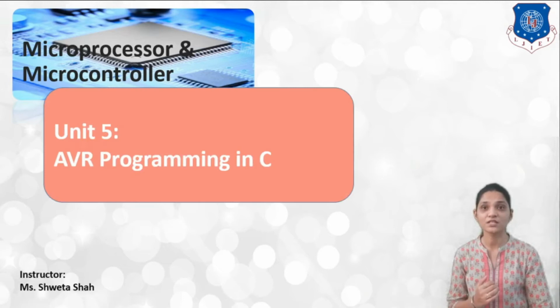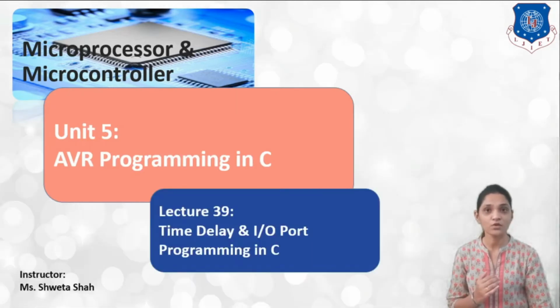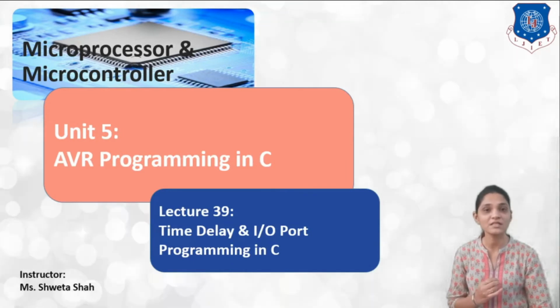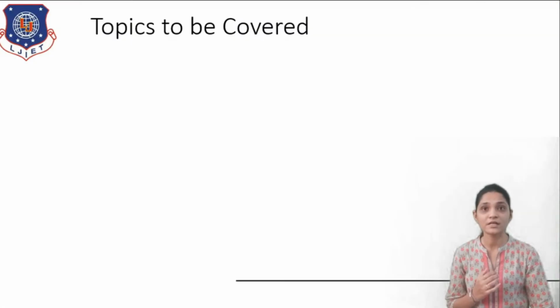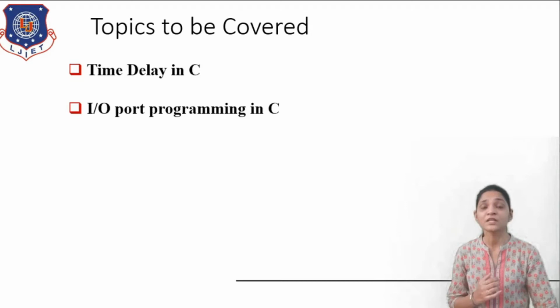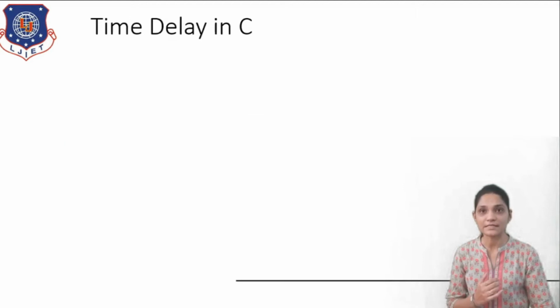In this subject we have started unit 5, that is AVR programming in C language, and in this session we are going to see today the topic that is time delays and IO port programming in the C language. So first let us see the outline for this session. First we will see the time delays in C, then we will see the IO programming in C, and lastly we will see some examples based on this. So first let us start with the time delays in C.